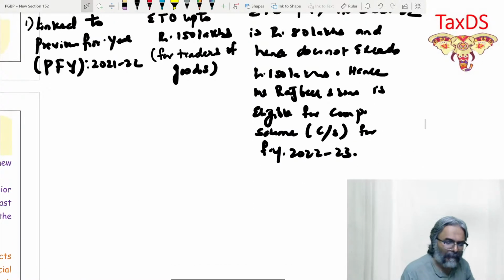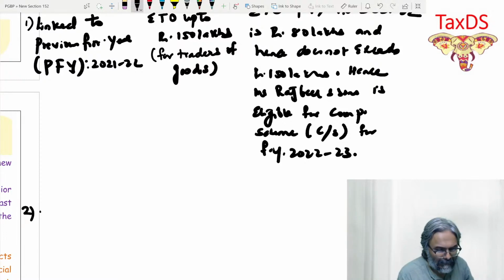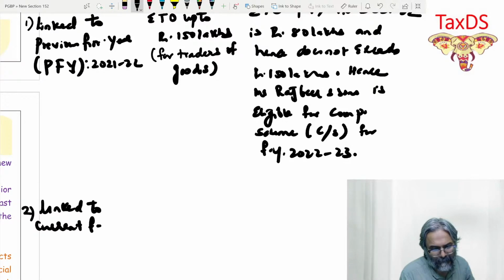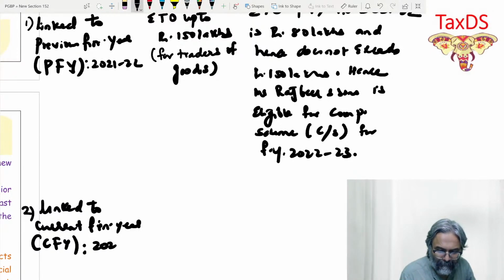Coming to the second particular part, students. This is where the game is. Now this would be linked to what? Linked to the current financial year. And please make the abbreviation clear here itself, so again I don't have to keep on repeating. You don't have to keep on writing again and again, but at least once you need to write it in full and then make an abbreviation. 22-23 is the year.